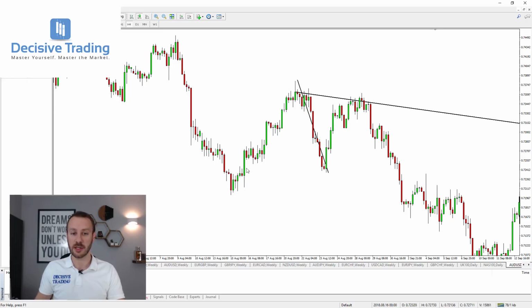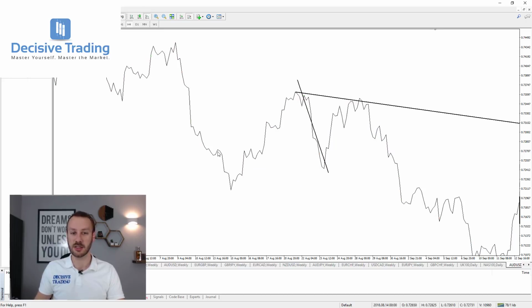If you're looking here, we can see a triangle, a triangle, a triangle. If we go into the line chart, you can see it a little bit easier. 1, 2, 3.